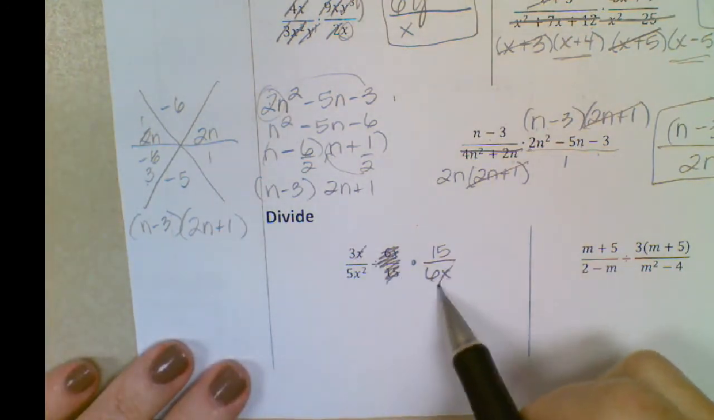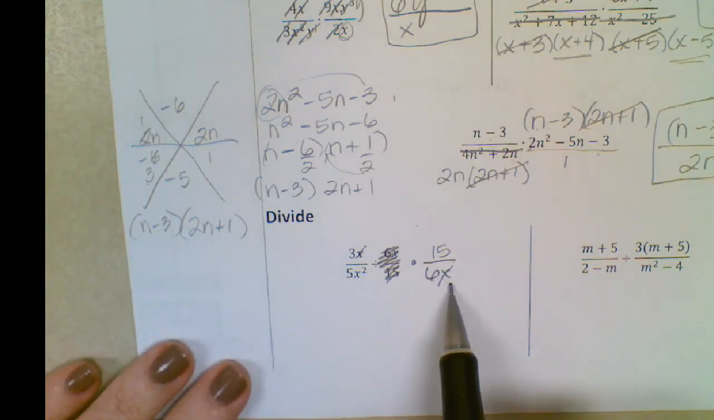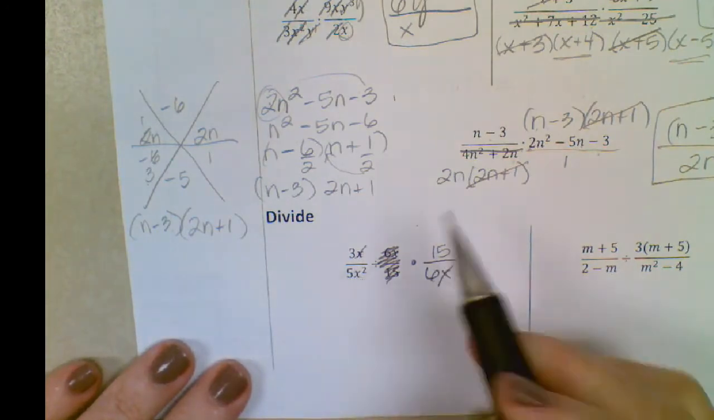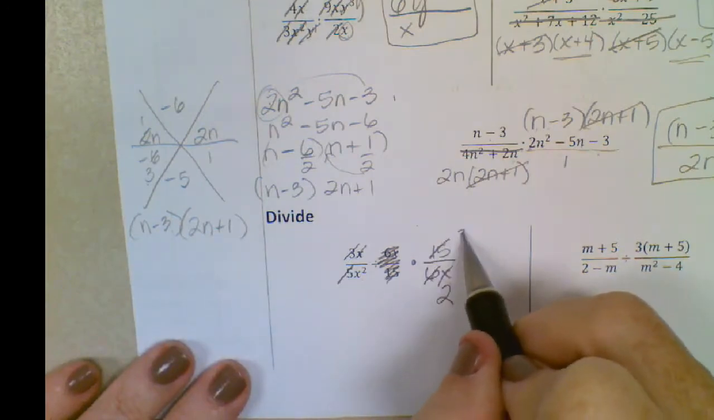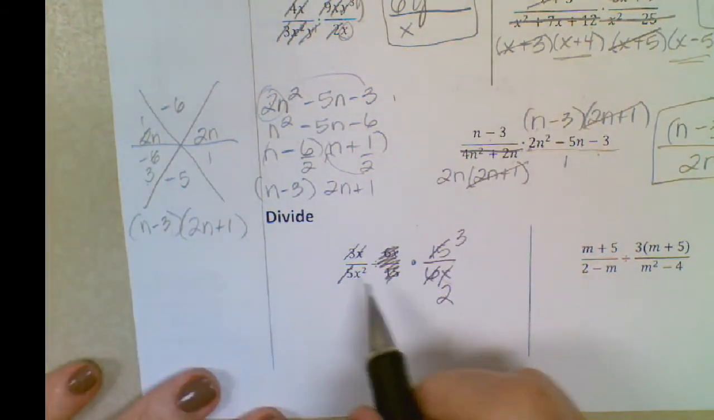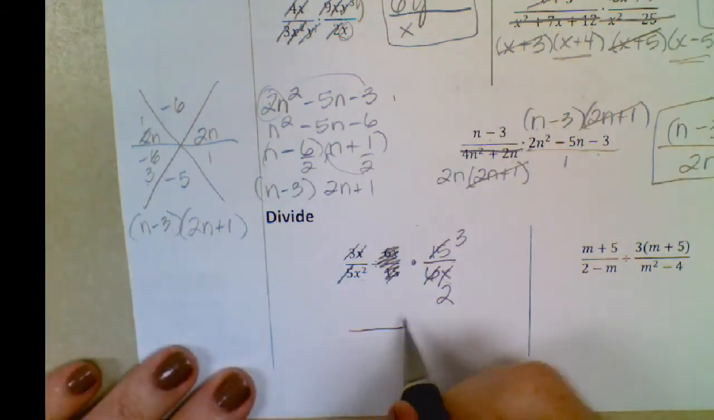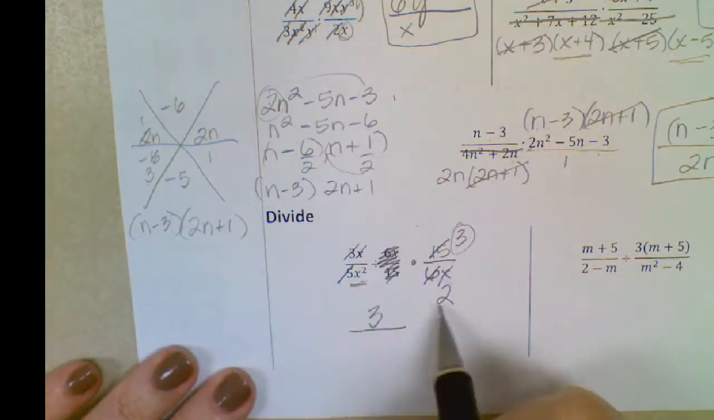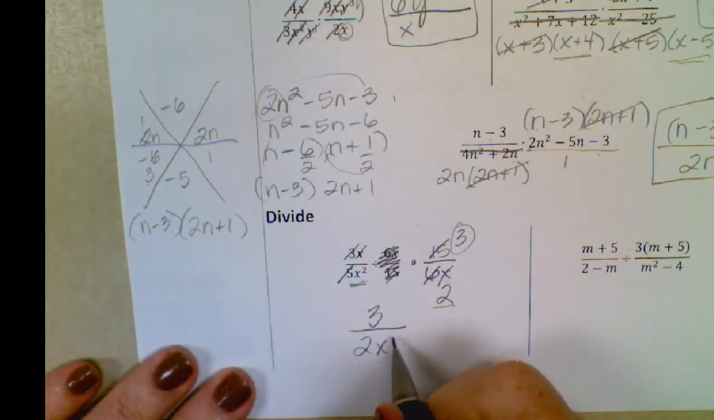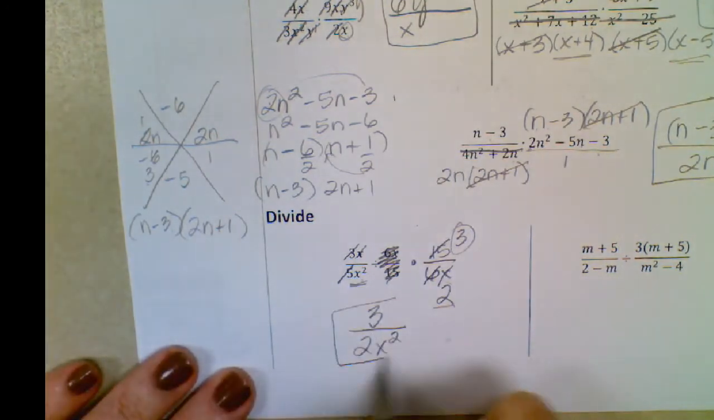So my x's cancel out on the top and bottom. Remember, they only cancel with one of them. They wouldn't cancel with this also. And 3 goes into 6 twice. 5 goes into 15 3 times. That x squared can't cancel with anything. So in my numerator, all I have left is a 3. In my denominator, I have x squared and 2. So that reduces to that.